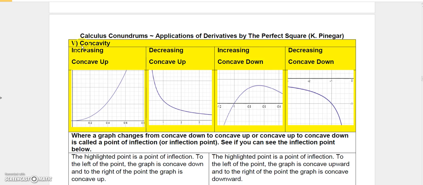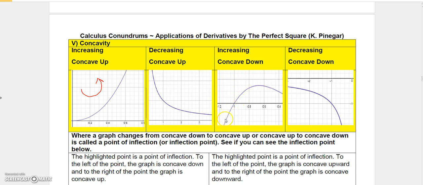The concavity of a graph has to do with the curvature of the graph. If you take a look at these two graphs, as you go left to right, they're trying to curve upward. In other words, if it appears the graph is curving in a counterclockwise fashion, then we call this concave upward. So this graph is trying to curve counterclockwise, and this graph is trying to curve counterclockwise. Notice you can have concave up with either increasing or decreasing functions. And likewise, you can have concave down with increasing or decreasing functions.